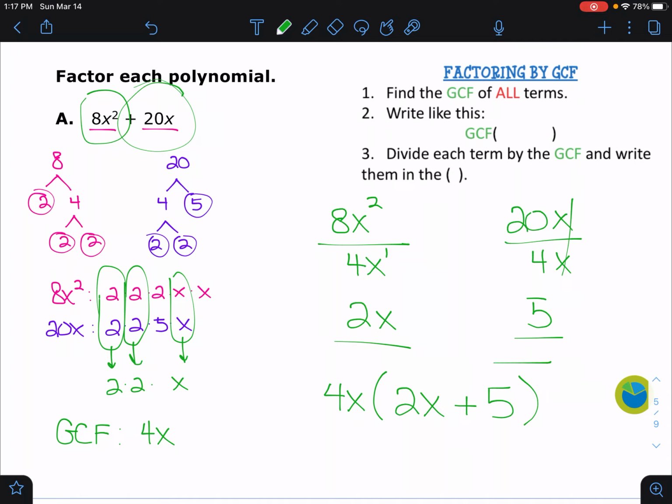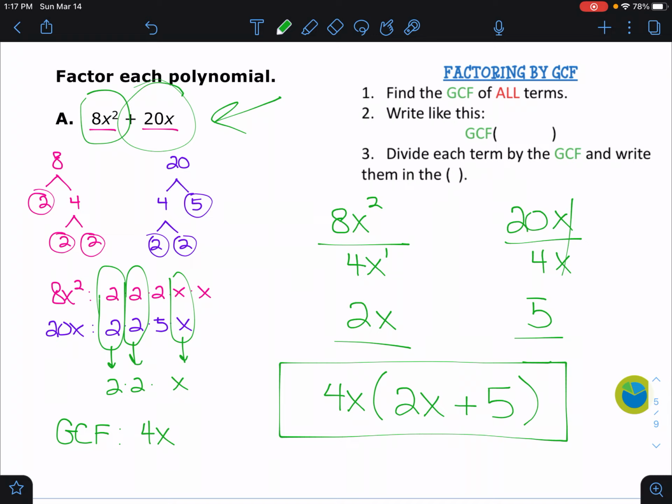This is the factored form of this right here, 8x squared plus 20x. So one way you could check is you could distribute this to see if it works. You don't have to do that, so I won't do that here, but that's one way you could check to make sure your answer is right. And if you get 8x squared plus 20x, you know you did it right.